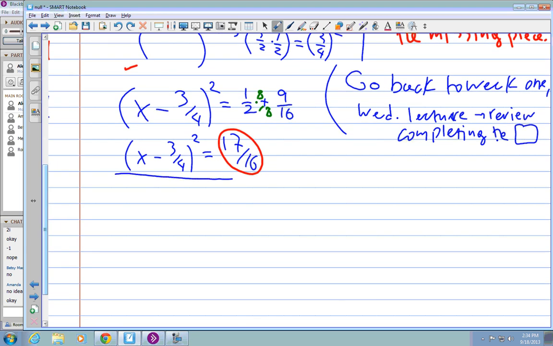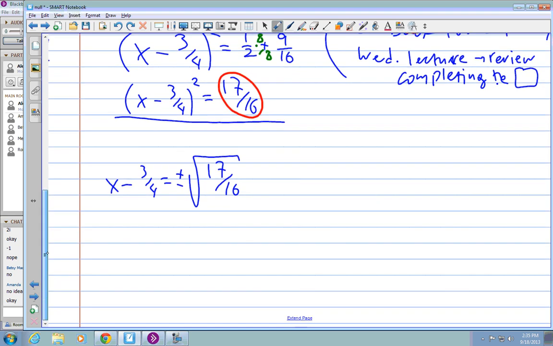So when we get to this point, we can finish this problem, right? We're going to take the square root of both sides. We'll get x minus 3/4 equals plus or minus the square root of 17 over 16, right? Is that the answer? No, the answer should be x equals a number. We're not done yet.